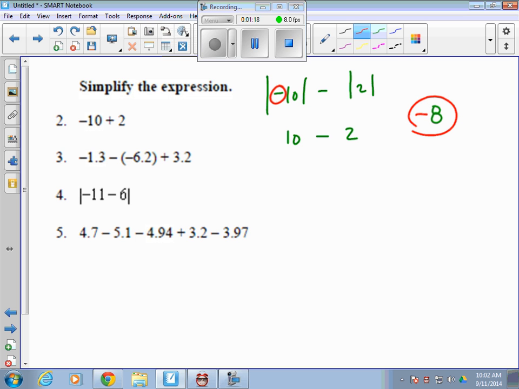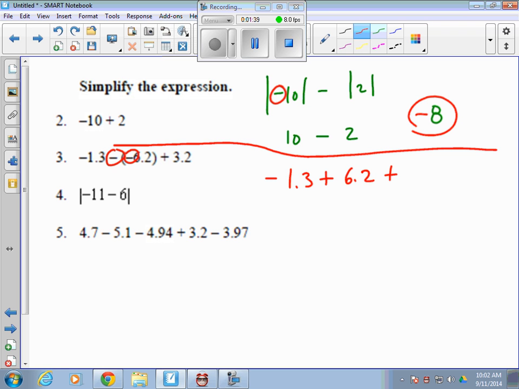Negative 1.3 minus a negative 6.2 plus 3.2. Remember, in order to subtract numbers, you want to add the opposite. That's the rule we came up with, so we can use all the same steps for addition and subtraction. Negative 1.3 minus a negative means plus a positive 6.2, plus 3.2. So what we did is we created all addition there instead of subtraction.